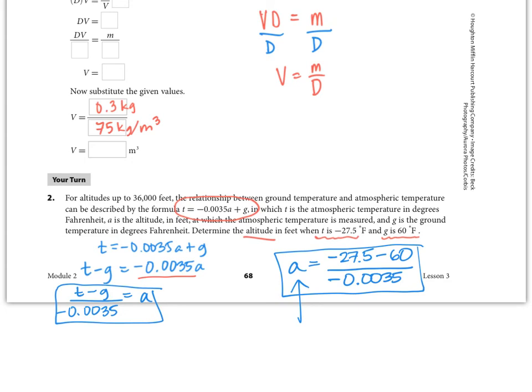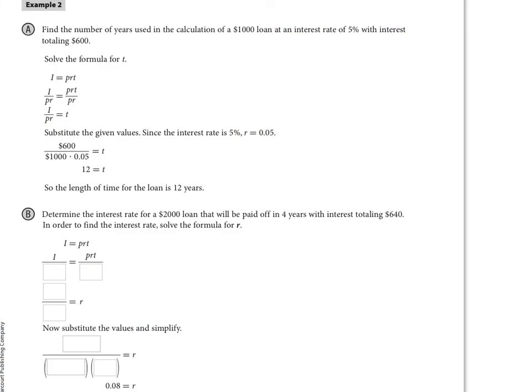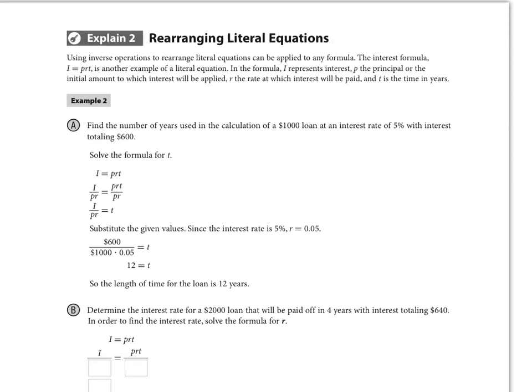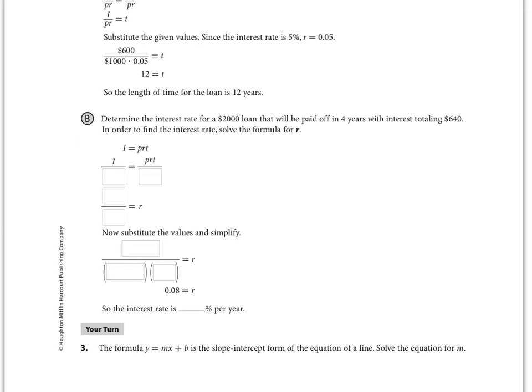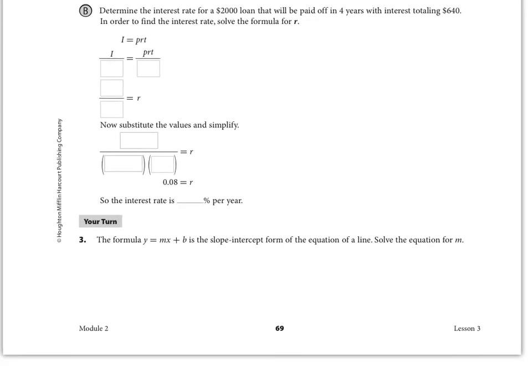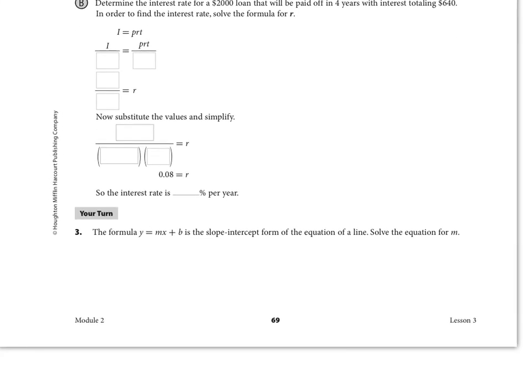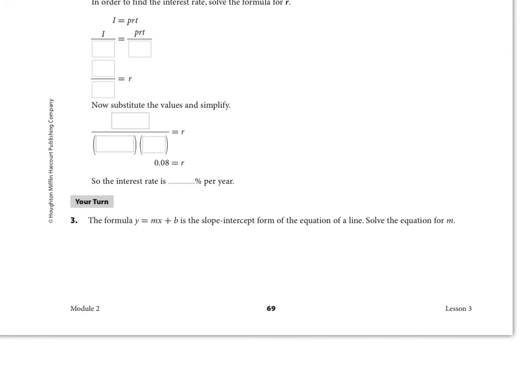Go on to the next page. And let's just go directly to the your turn, because all it's having you do is rearrange this formula. Your turn number 3, the formula y equals mx plus b is the slope-intercept form of the equation of a line. Solve the equation for m. If you'd like to go and give that a try, pause it before you see the solution I'm about to write down.